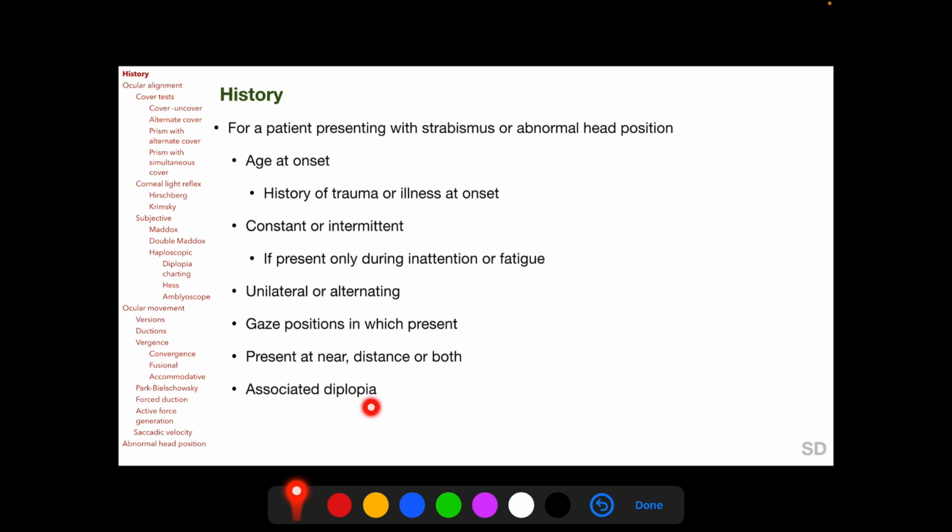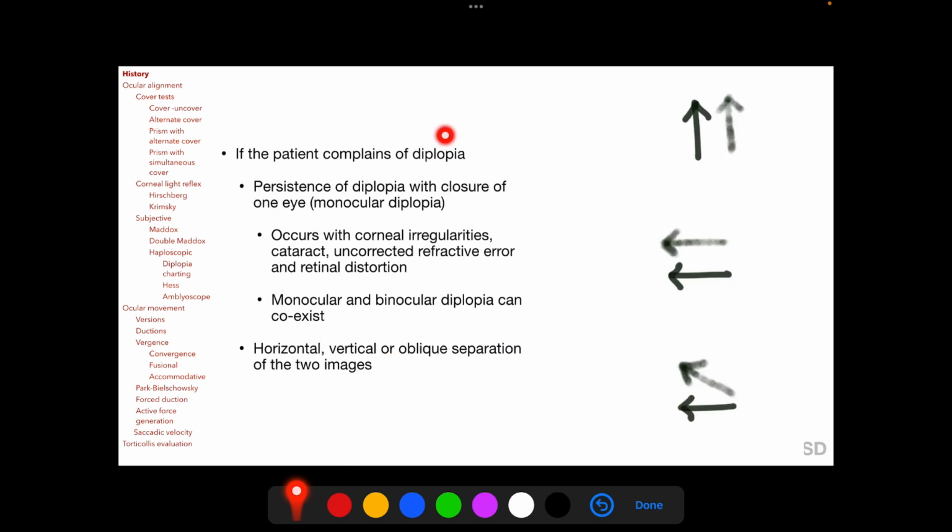whether there is any associated diplopia. If the patient complains of diplopia, we have to inquire whether the diplopia persists even after closure of one eye, and this is called monocular diplopia. The diplopia in a strabismic patient is binocular diplopia because the patient perceives diplopia only when both eyes are open, and when one of the eyes is closed, the diplopia disappears.